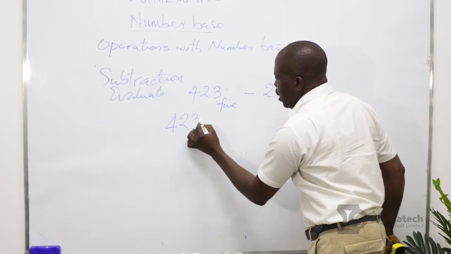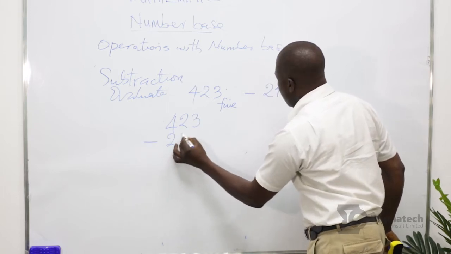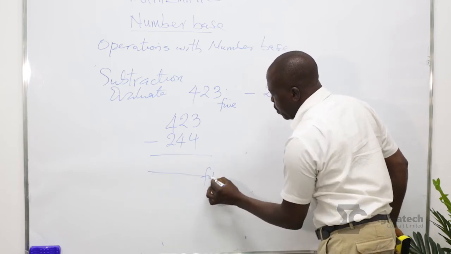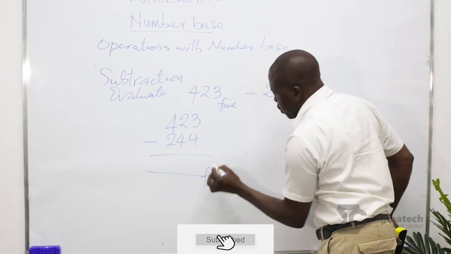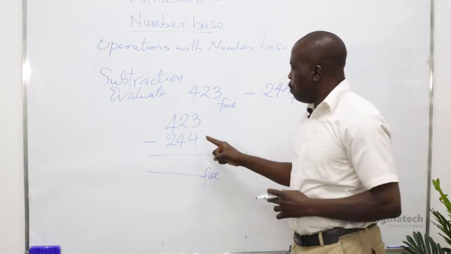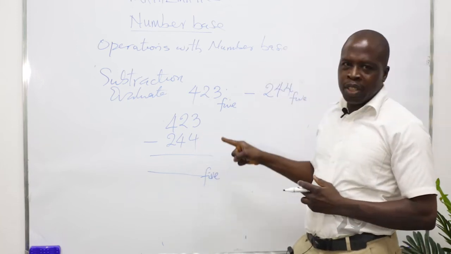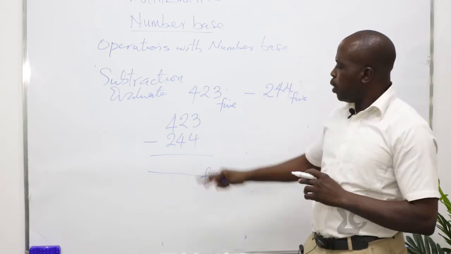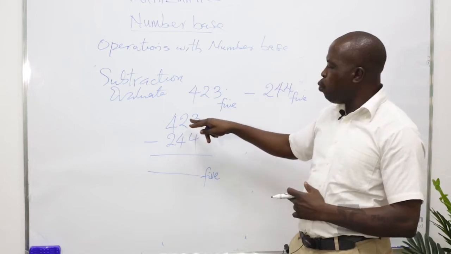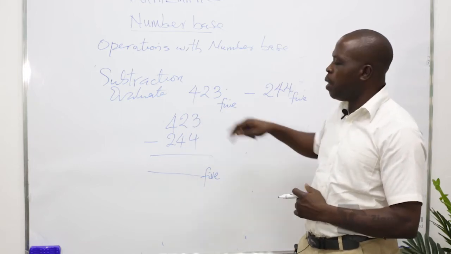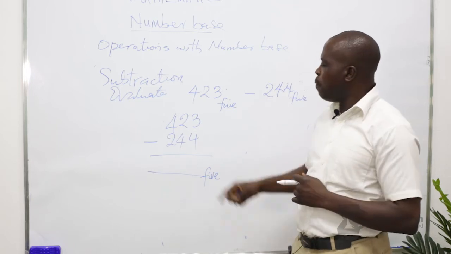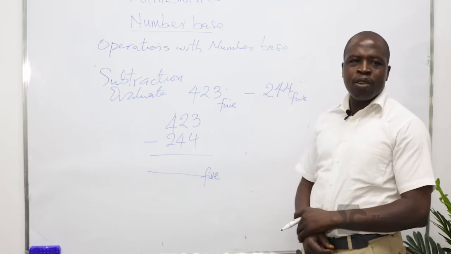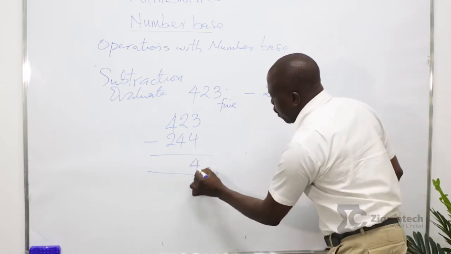423 minus 244, in base 5. 4 cannot be subtracted from 3. It is greater than 3. But we are dealing with base 5. You take 1 from 2 here. When it comes to this place, it becomes 5. That 5 plus 3 gives us 8. Now, 8 minus 4 is 4.